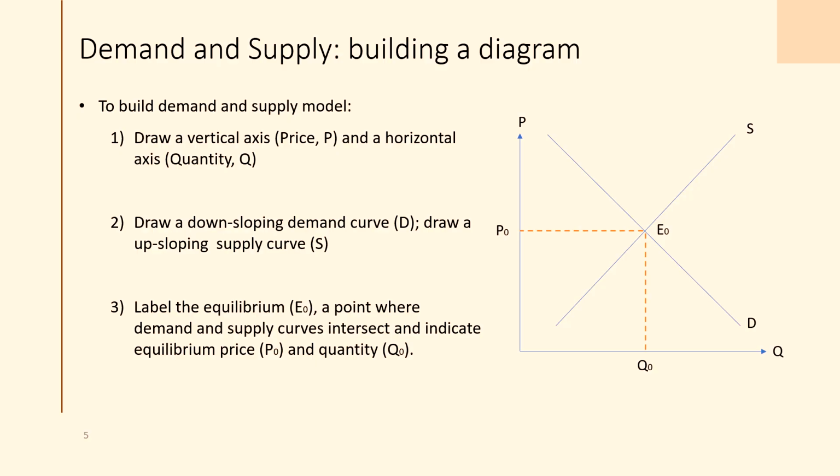All right, now let's review how to build the demand and supply curves. We begin by drawing a vertical axis for price and a horizontal axis for quantity. Next, we draw a downward sloping demand curve and an upward sloping supply curve. The point where these two curves intersect is the equilibrium, labeled as E0. At this point, the equilibrium price is P0 and the equilibrium quantity is Q0. This is the market outcome where quantity demanded equals quantity supplied.